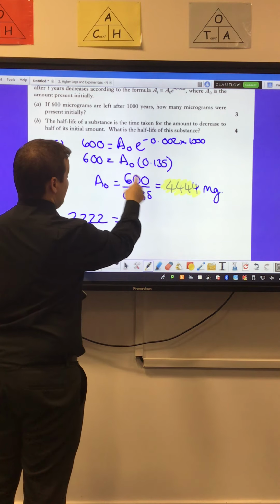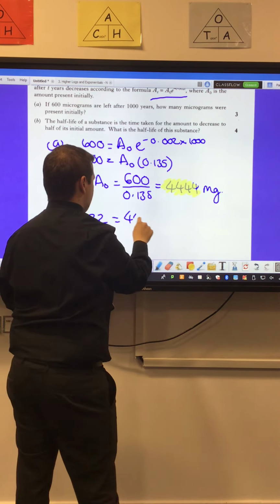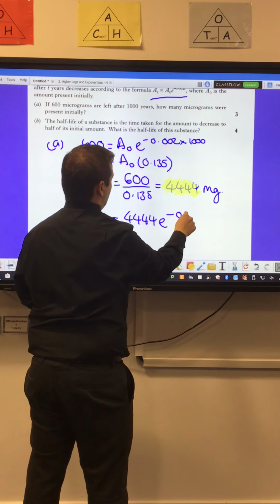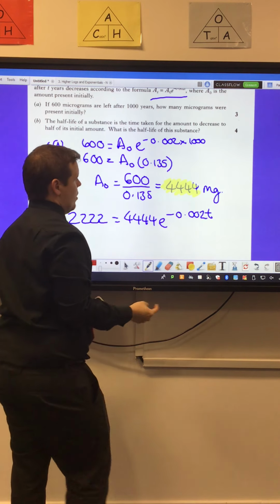Now we know what A naught is, so we can sub that in this equation here. So it's 4,444 e to the negative 0.002t. And we're going to work out what t is.